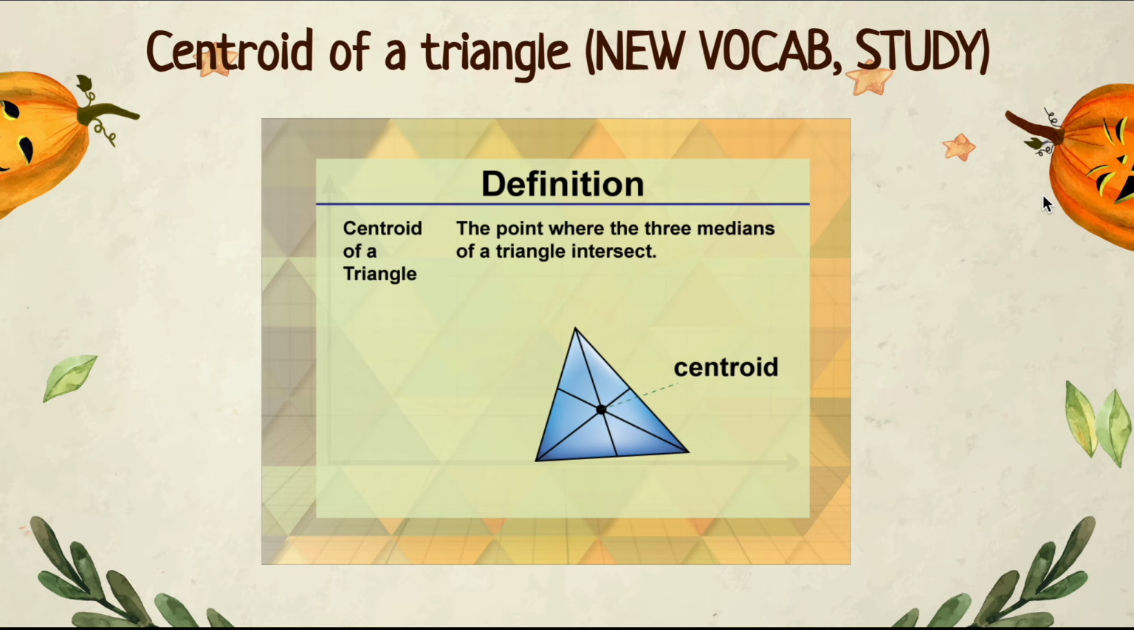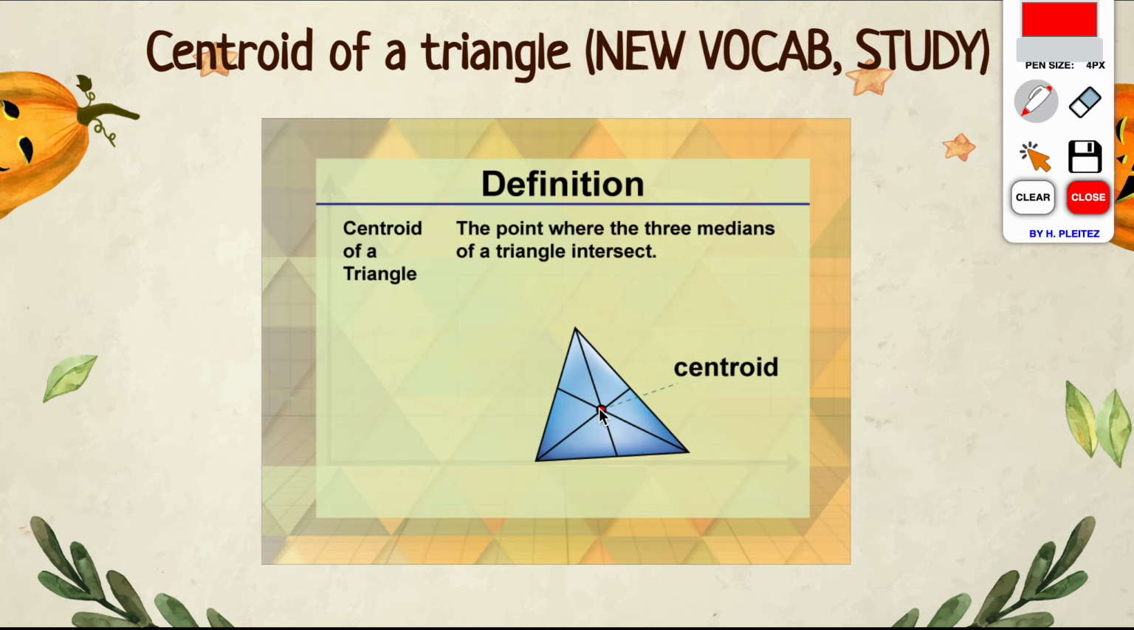Now, when we draw our 3 medians, they intersect at one point. That intersection is called the centroid of our triangle. This is another new vocabulary word, so you need to make sure that you are taking time to remember these. In your notes, you should be writing down these definitions and drawing the pictures with the labels. Again, the centroid is where all 3 medians intersect.